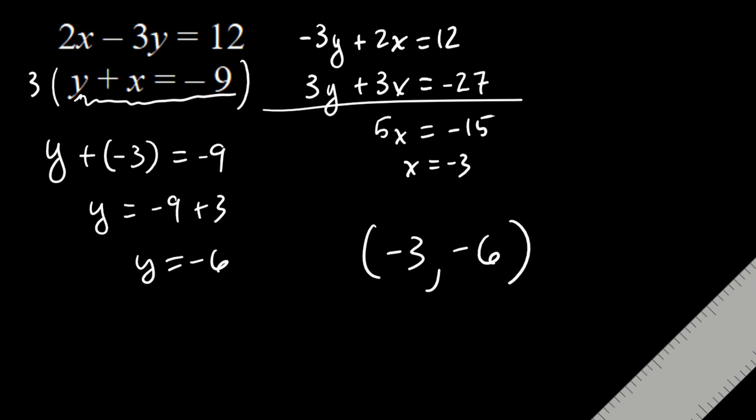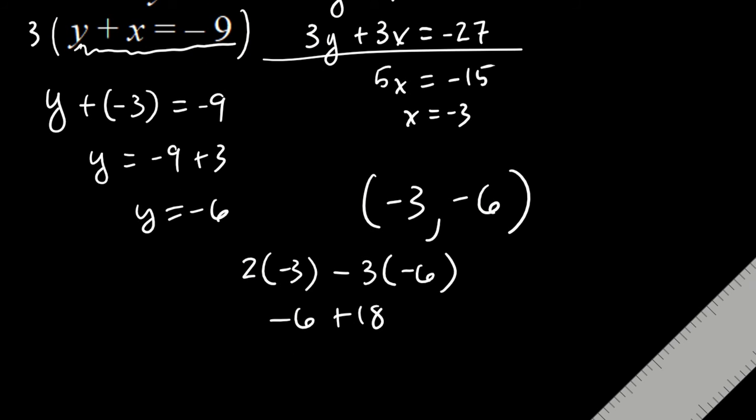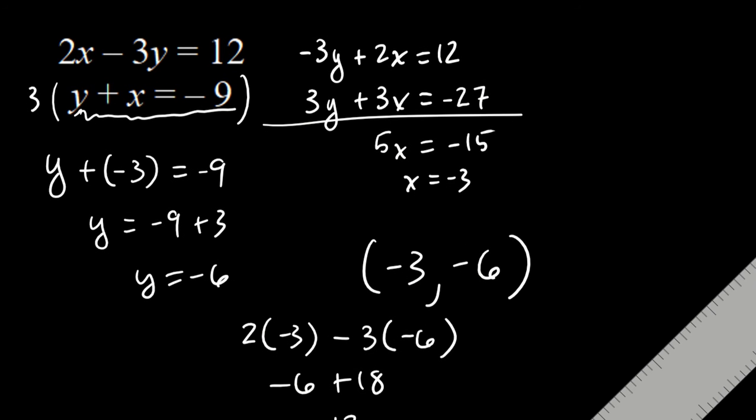So in the top equation, I've got 2 times negative 3, and I'm going to subtract 3 times negative 6. So 2 times negative 3 is negative 6, and negative 3 times negative 6 is positive 18. And if I combine negative 6 and positive 18, I get 12, which is great because that's what it was supposed to be, right? It was 12. So it definitely checks in the first equation.